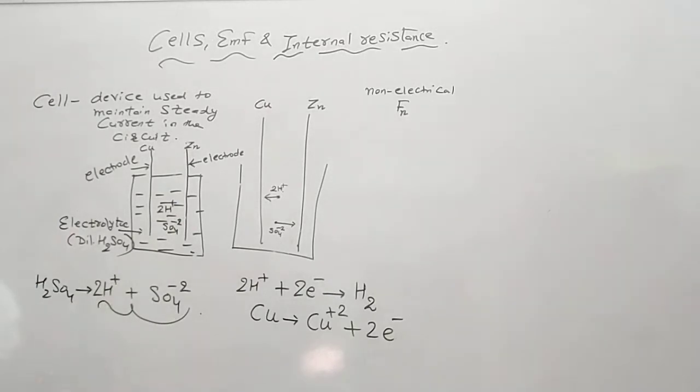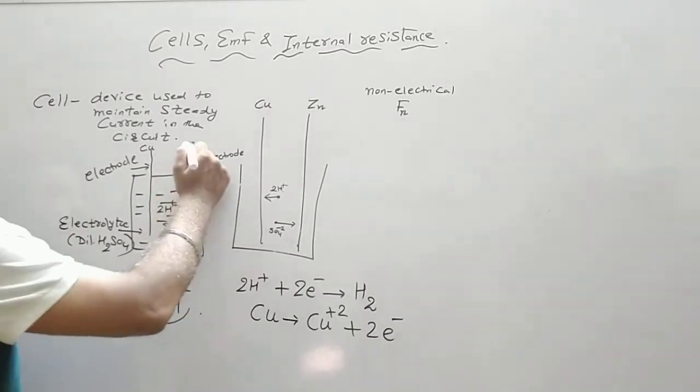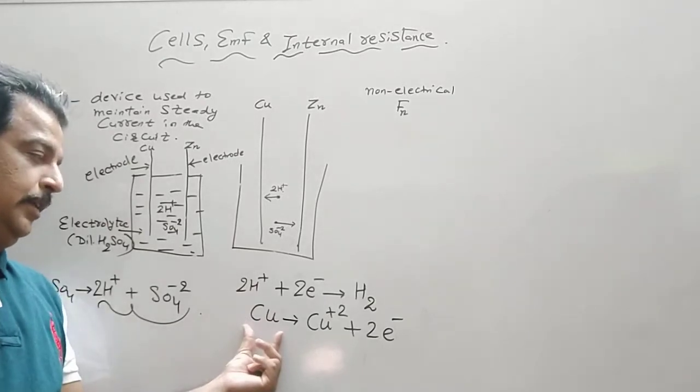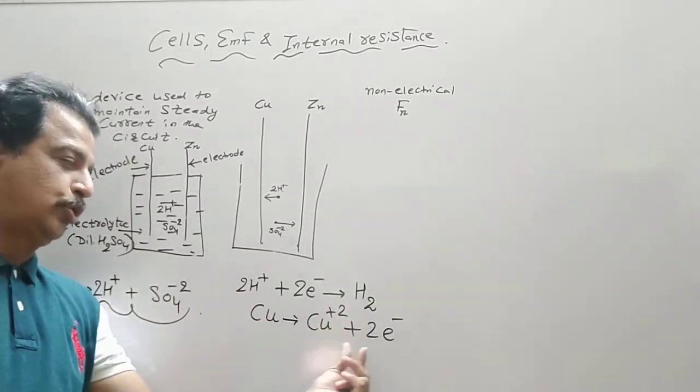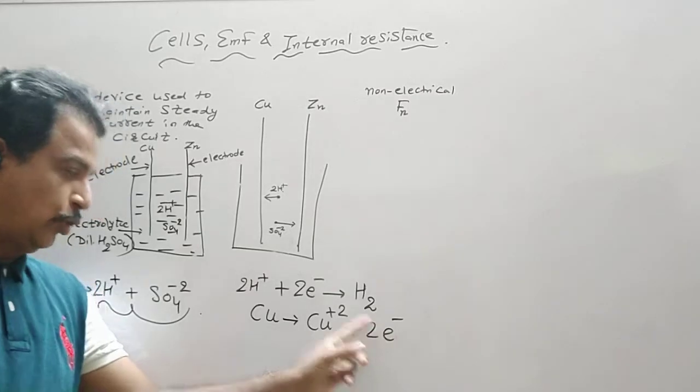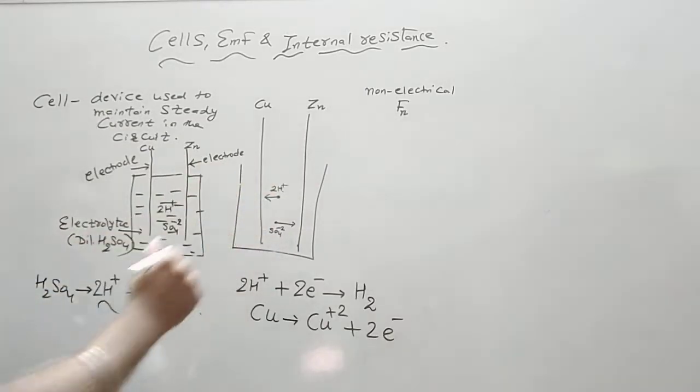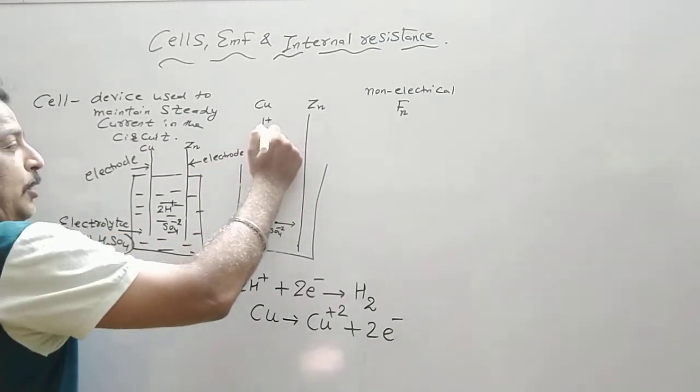So this is a simple way of writing the equation as far as physics is concerned. We are not dealing exactly with the chemistry. So copper can be written as Cu plus 2 and plus 2 electrons. These electrons are given to 2H plus ions, so H2 gas is formed. The H2 gas starts forming. Here they have lost 2 electrons.